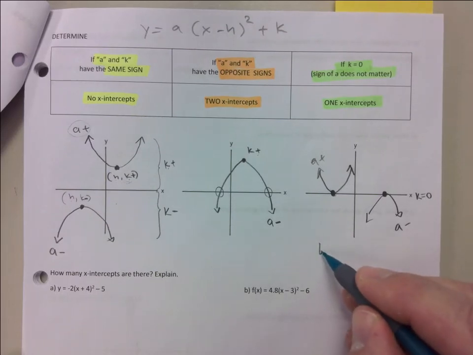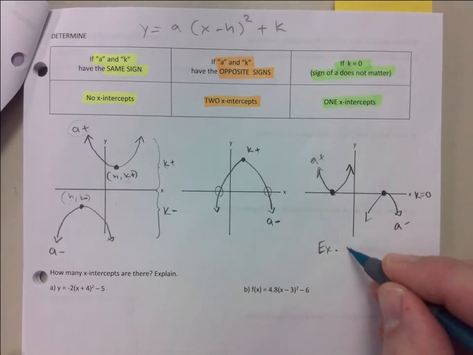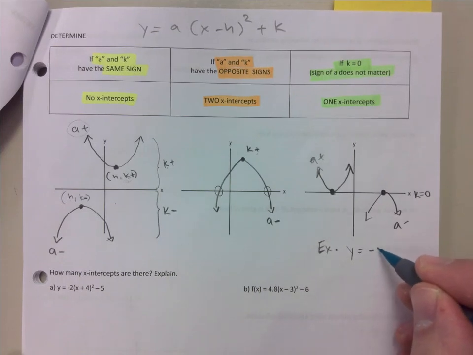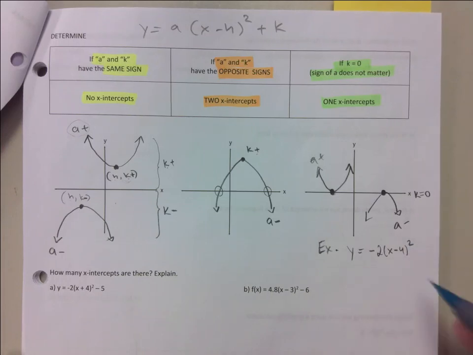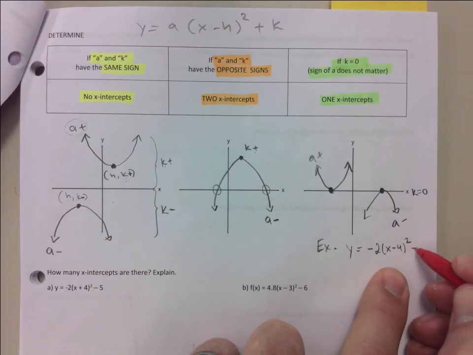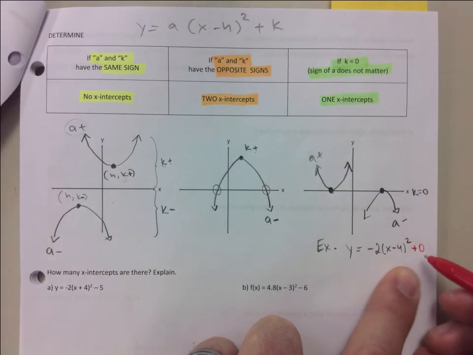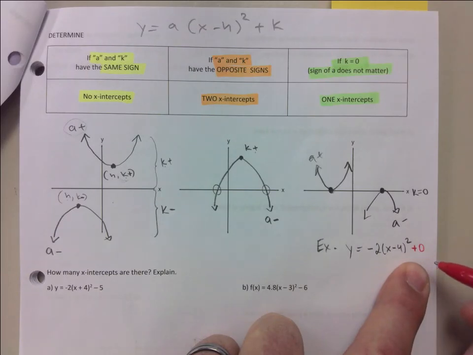I will give you an example of this one in particular. y is equal to negative 2(x minus 4) squared. And technically, there is no K here. But I want you to think that technically there is a K just trailing along. It's just 0.